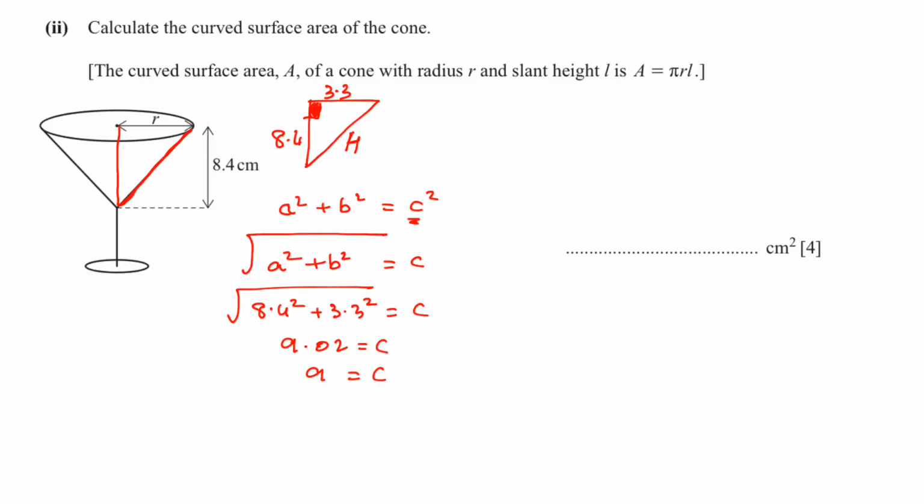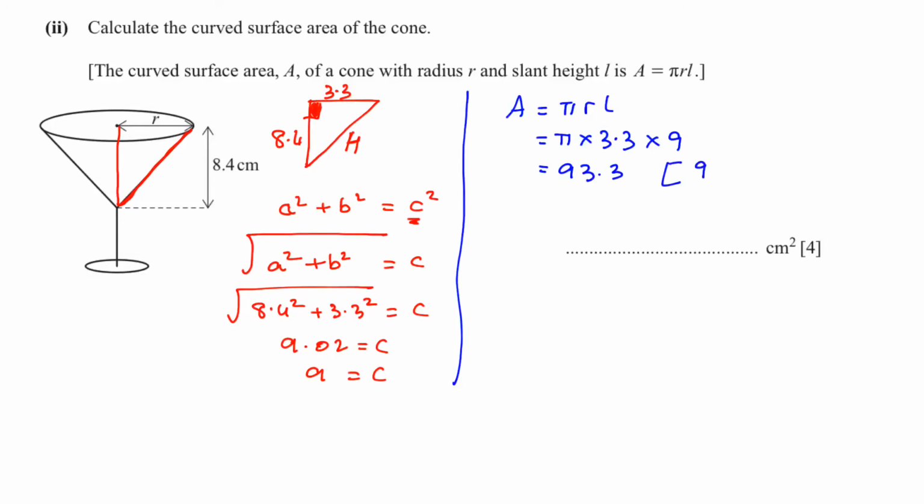So now that we have got our slant height, we are going to use the formula A is equal to pi r L. So pi into 3.3 multiplied by 9, and the answer is 93.3. Your answer can be anything between 93.1 to 93.6 to get the complete marks. So we are finished with this question.